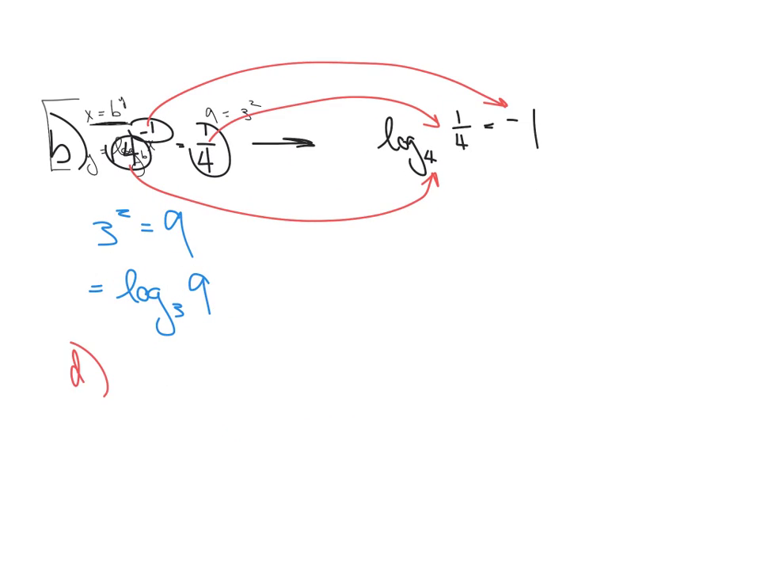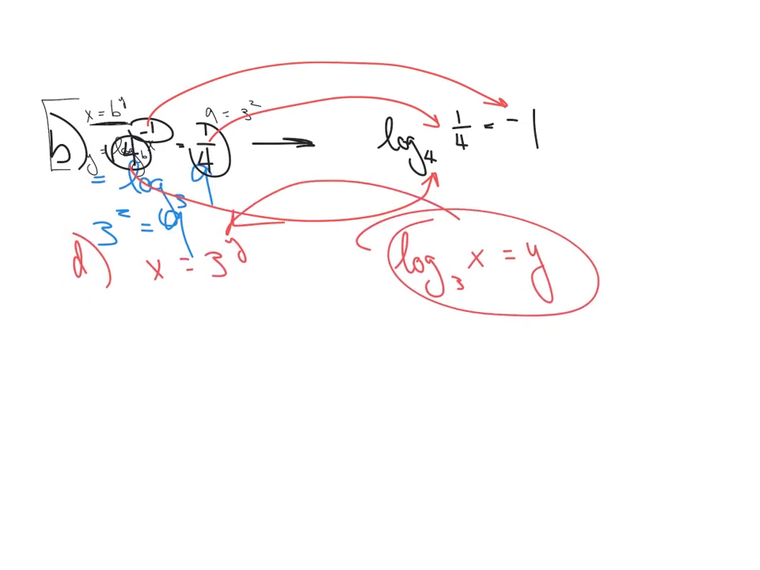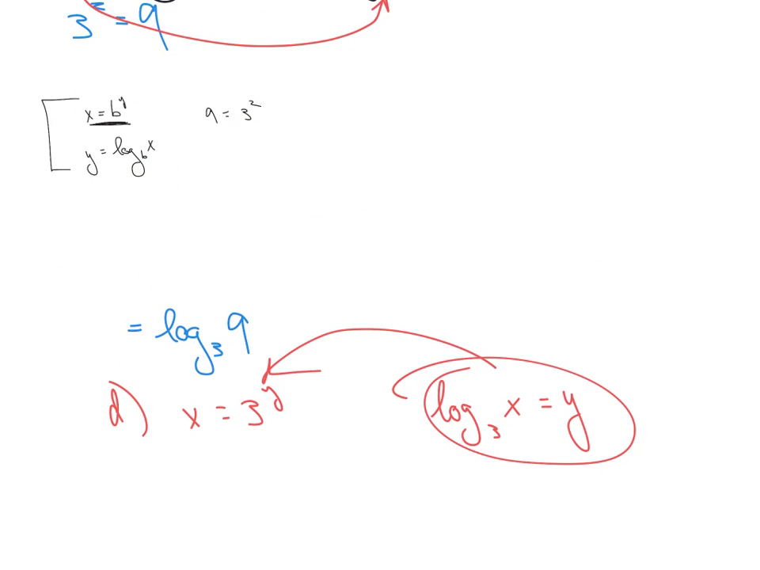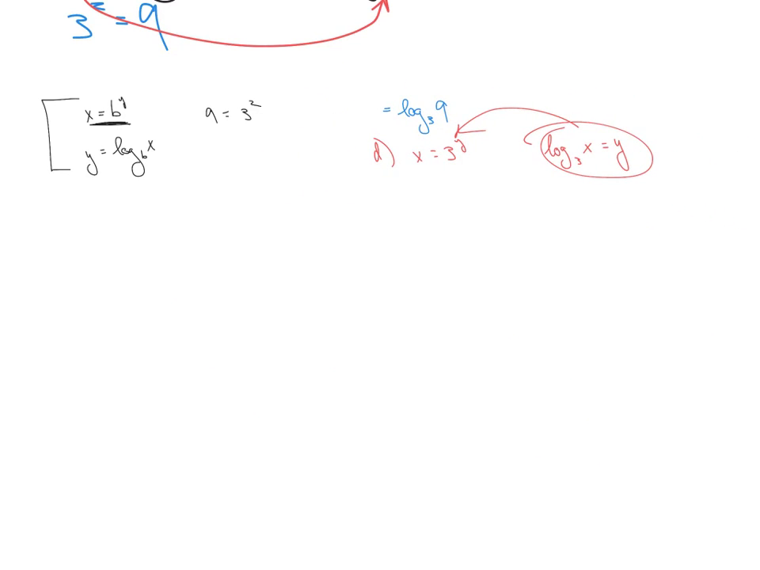D says that we have x equals 3 to the y power. So write log, put the base here, put the x here, and put the variable or the exponent at the end. Okay? So if you are converting from this back to this, exact same thing, you're just looking at an example. If you keep example D there, it makes it real easy for you to switch things around. Or if you want to use what I have over here on the left, you can do that too.